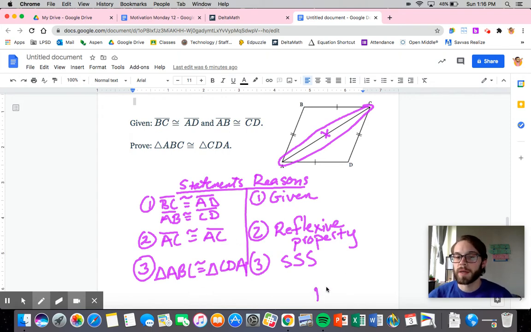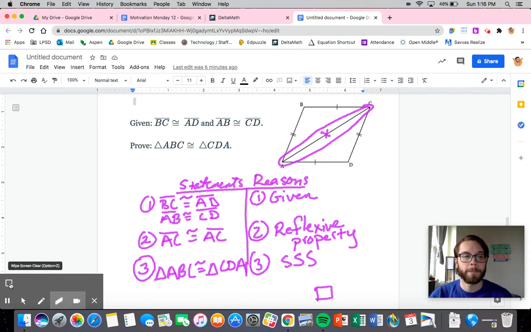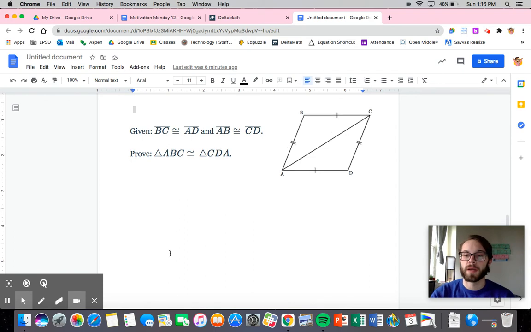But at this point, we are done with this one, and that one should be straightforward enough, right? Really, the only thing we have to do is use the reflexive property. All right. Now, let's move on to another one.